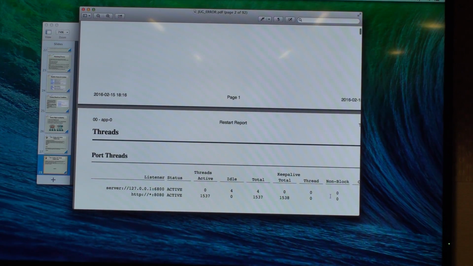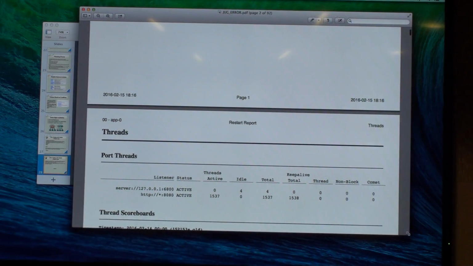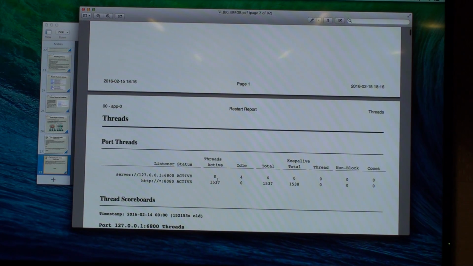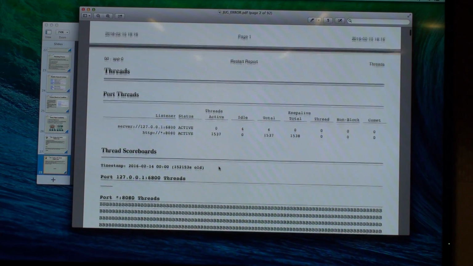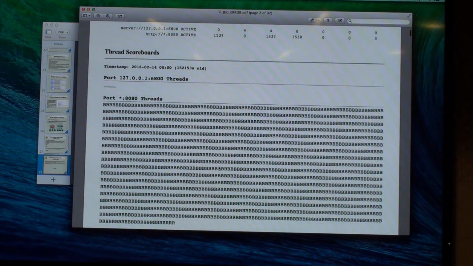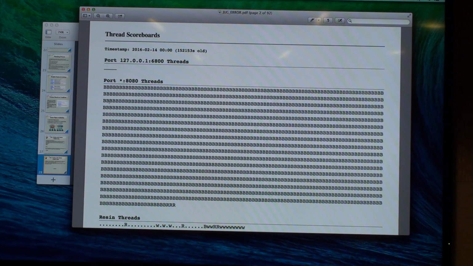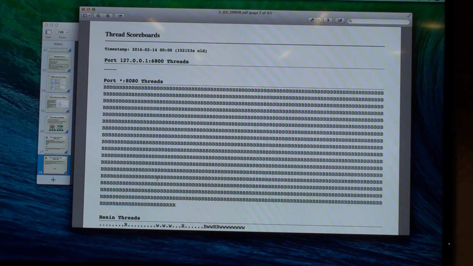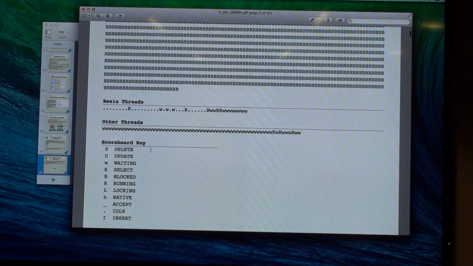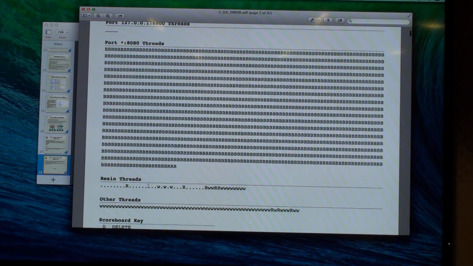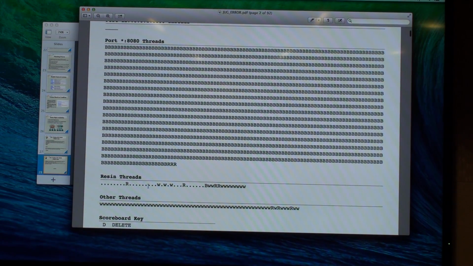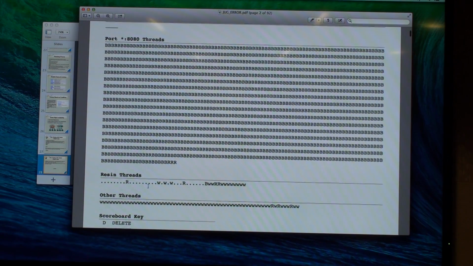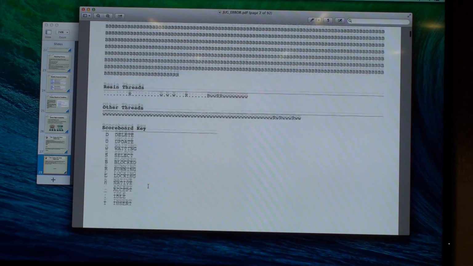In their PDF report, what we see here first is the port threads. They had about 1,500 active on 8080, and for the scoreboard, here is the printout of their threads on 8080, and pretty much all of them were blocked. We have a couple running here, but the B's being printed out are blocked threads. Right when they get to this area, we can see that clearly there's something wrong with the application. You shouldn't have this many blocked threads going on.